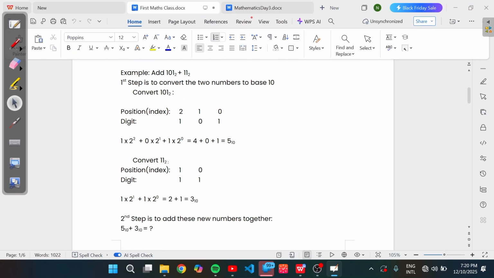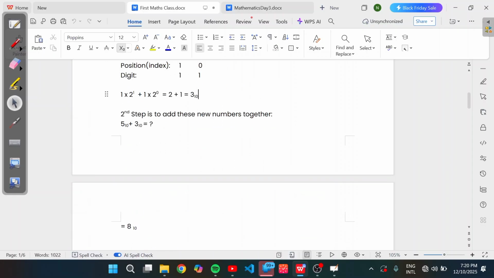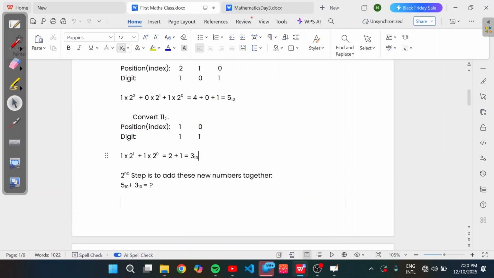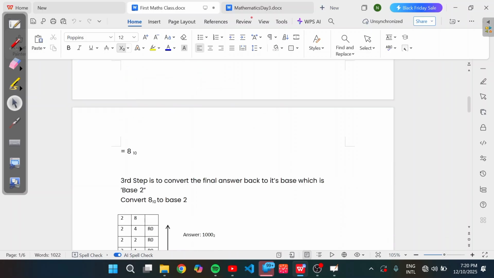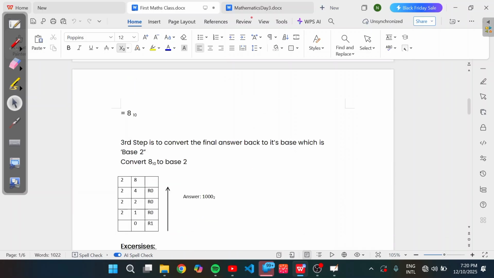Okay, so now that we have 5 base 10, we're also going to do the same and convert the other base 2 number to base 10 as well. So we follow the same process, and finally our final answer is going to be 3 base 10 and 5 base 10. So now the second step is to add the 2 numbers together. That's 3 base 10 and 5 base 10. And that's very simply going to give you 8 base 10.